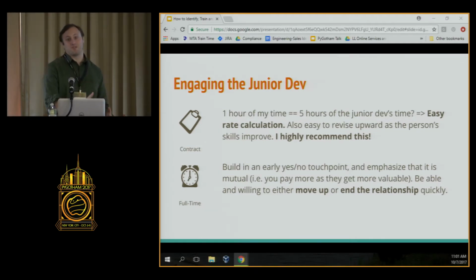Because the junior developer has to be really comfortable that they are learning, that they are capable of contributing to this code base, that the environment is going to support them. And on your side, as a hiring person, you have to know that this person is making progress, is improving and getting comfortable with the code base. And you really have to both commit to moving up or ending the relationship quickly.